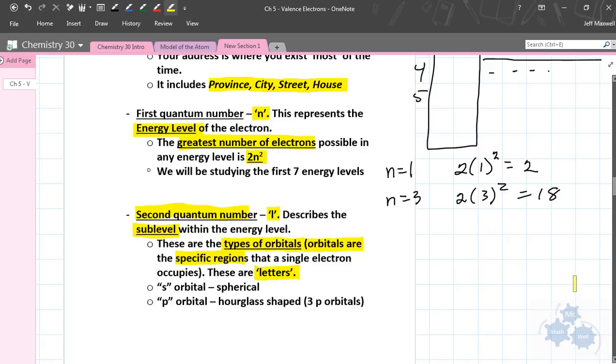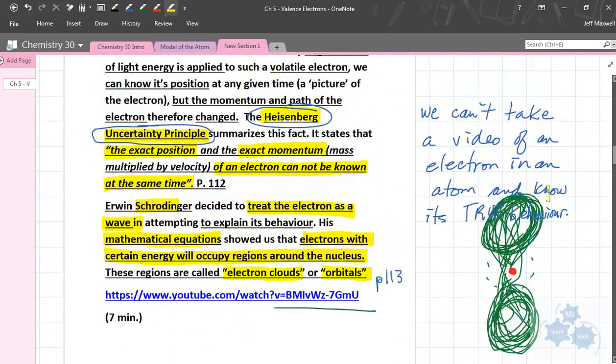Okay? So you have the energy level, and then you have the type of orbital within that energy level that the electron is occupying. So far the address, we've got the electron is going to be in some energy level, n equals whatever, and then inside that energy level, an electron is going to be in a specific orbital. And of course, if we just zip back real quickly, there's an orbital, right?